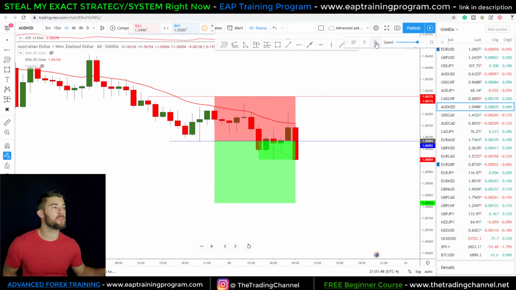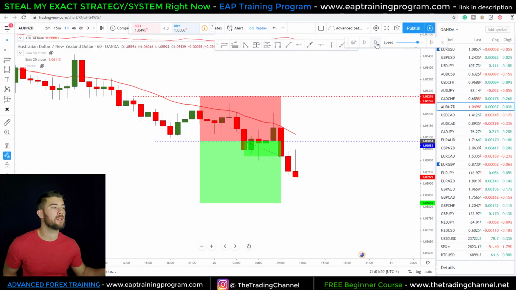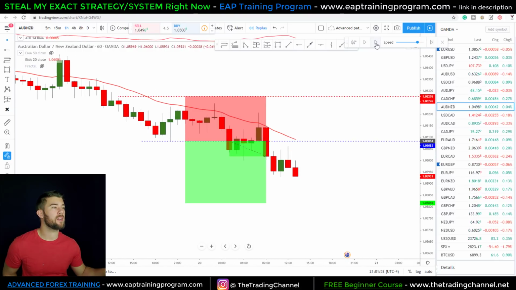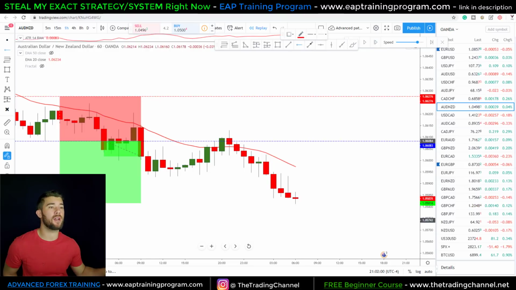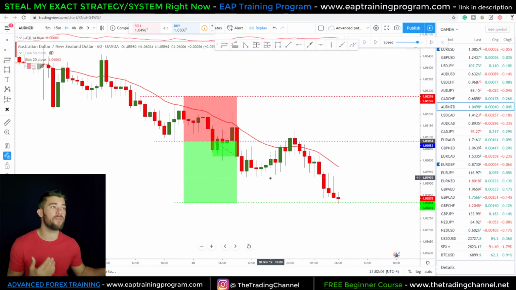Continuing to push down, we push back up, down again. See if we get there. And there we go. If we put a horizontal line right here, color that green, you can see that we came down and hit those 1.4 to 1 targets.